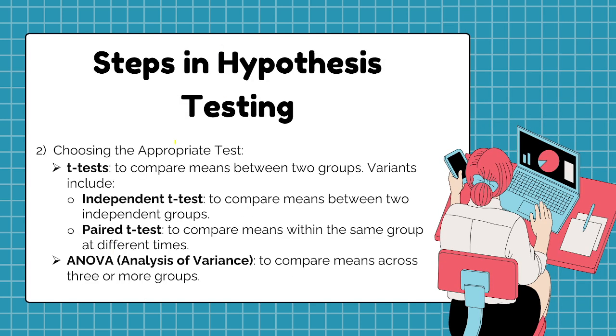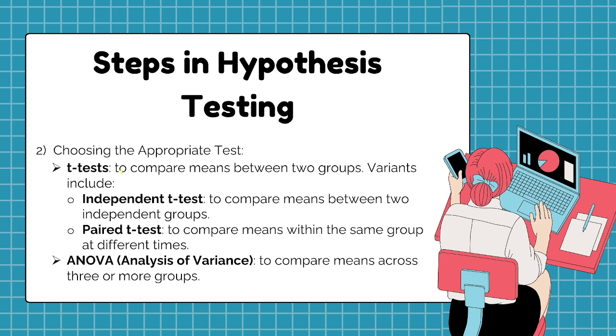Okay, so in the previous step, step one was to formulate the hypothesis, right? Either you can formulate the hypothesis, or at least you know the statement that represents the null and also the alternative hypothesis. For the second step, we need to choose an appropriate test. There are several tests. The t-test is the first one that can be used if we want to compare the mean values between two groups. These include the independent t-test or paired t-test.